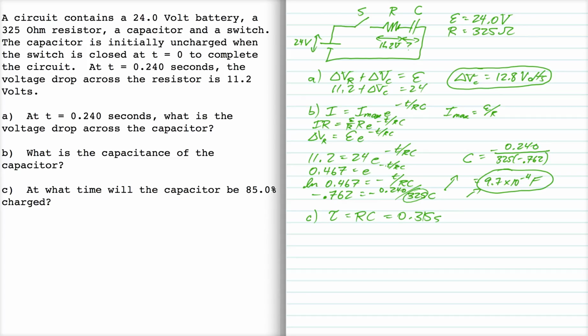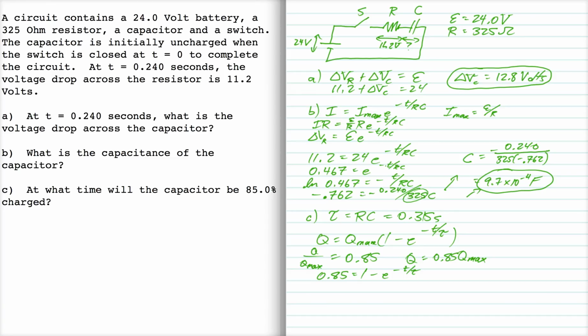Okay, so we'll use the equation that the charge on the capacitor is equal to Q max times 1 minus e to the minus t over tau. Right? And Q over Q max is 0.85. Right, we're at 85% capacity. You know, Q is equal to 85% of Q max. Okay, so if I make that substitution, then I get 0.85 is equal to 1 minus e to the minus t over tau.